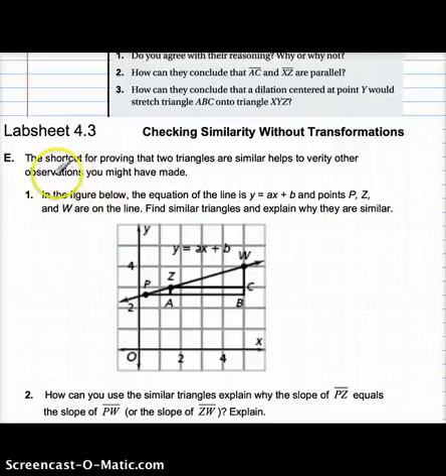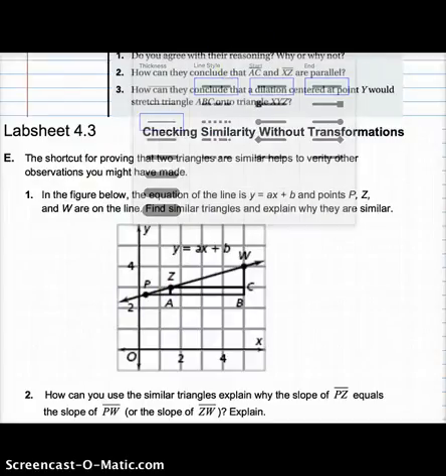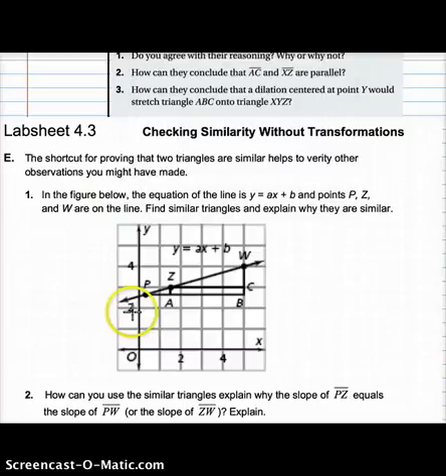And it says, the shortcut for proving that two triangles are similar helps verify observations you might have. In the figure below, the equation of the line is y equals ax plus b. That's this line right here. Let's highlight it so we know which line they're talking about. They're talking about this line right here, from here to there. Has this equation. Points P, Z, and W are on the line. Find some similar triangles and explain why they are similar.